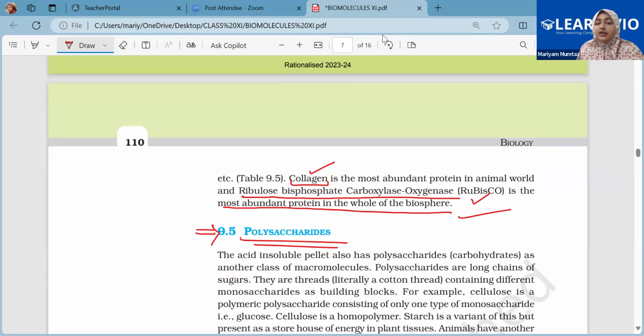Now, amongst that, collagen is the most abundant protein in animal world. And we have studied photosynthesis, so we know that Rubisco enzyme, which is a proteinaceous enzyme, is the most abundant protein in the whole biosphere. So this was about protein. Any doubts?